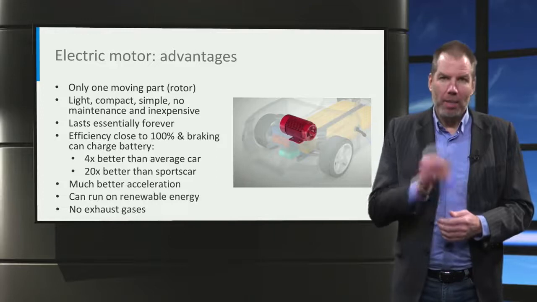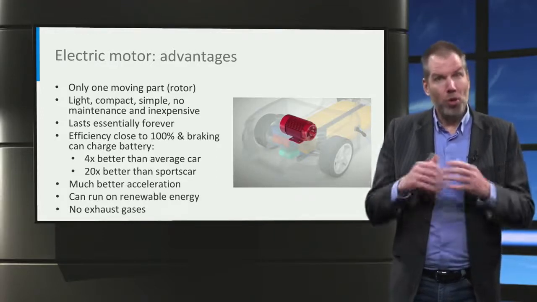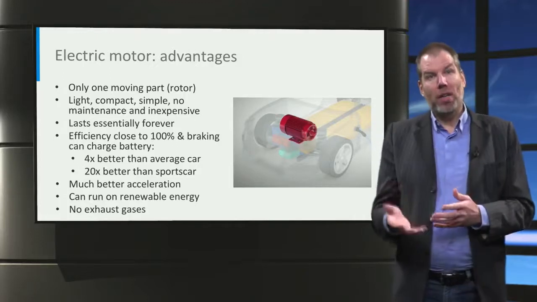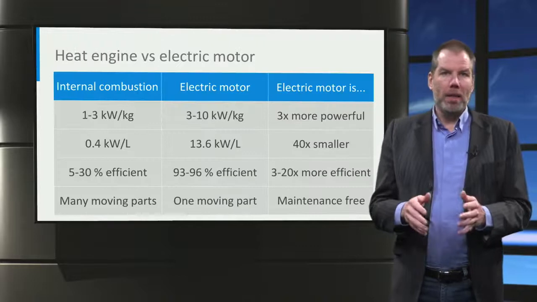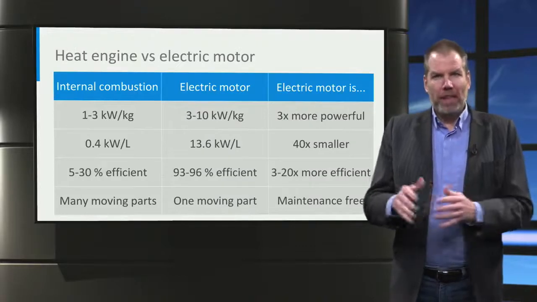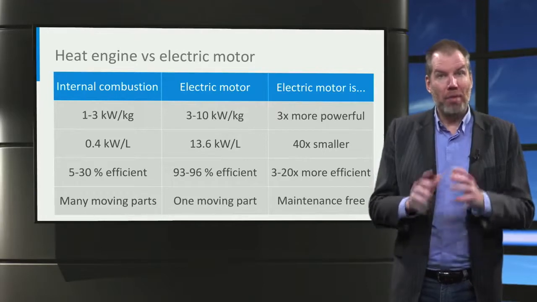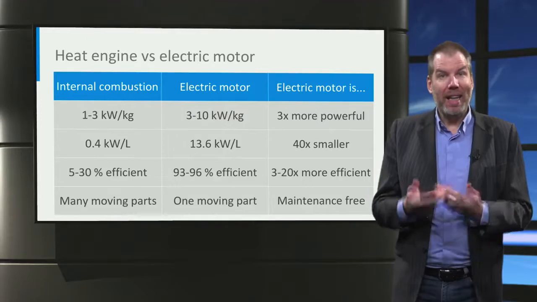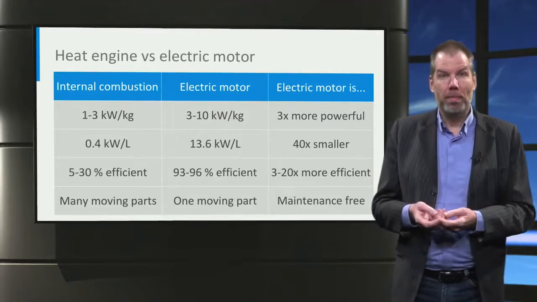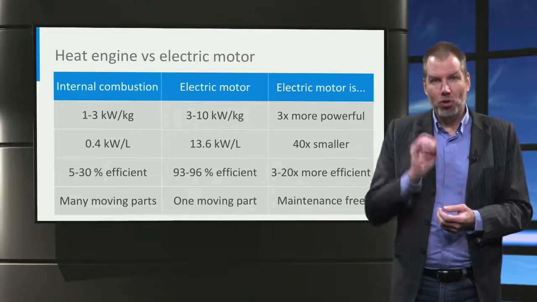For health and climate, the biggest advantage is clear. It can run on renewable energy, and the motor itself has 0 emissions. This sheet sums up all of the different aspects, and it's clear the electric motor is superior in every way. So, why did we end up with a gasoline engine? The answer to that question is energy storage.